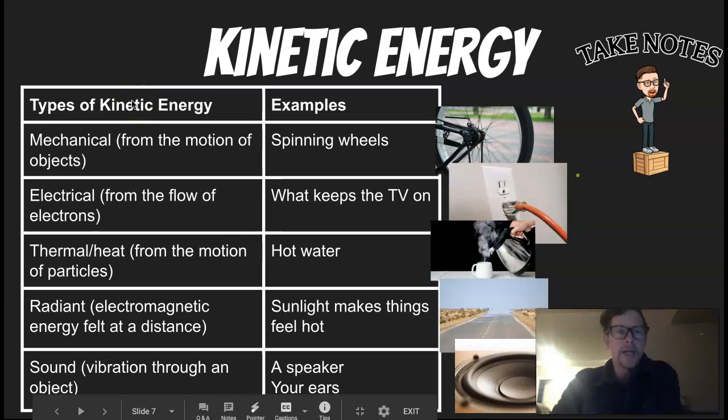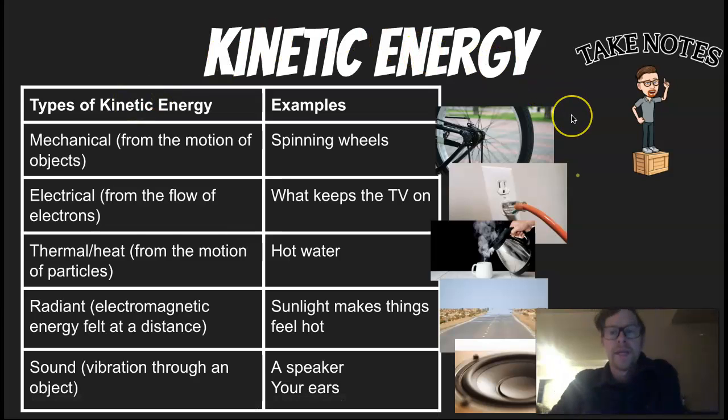How about kinetic energy? Here are major types of kinetic energy we might come across. And the first is just mechanical kinetic energy, and that's when objects move. So remember, kinetic energy is energy that's being used. So mechanical is objects moving, like for example, this bicycle wheel spinning has kinetic energy.